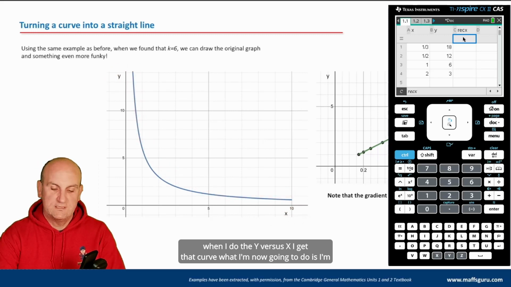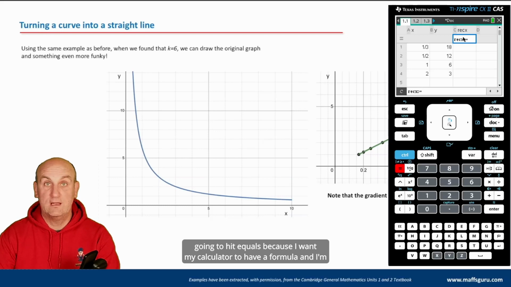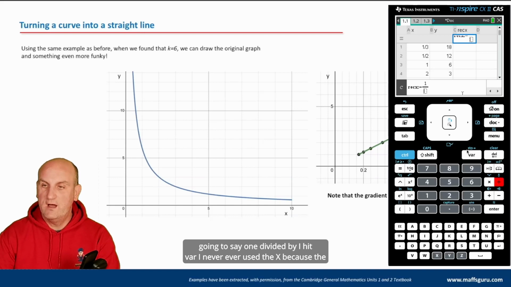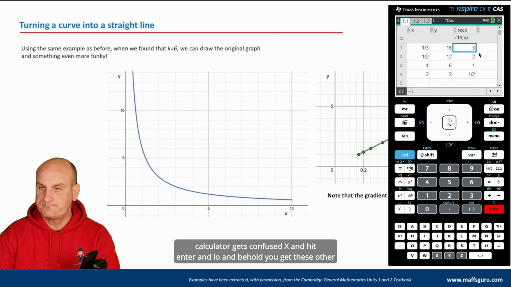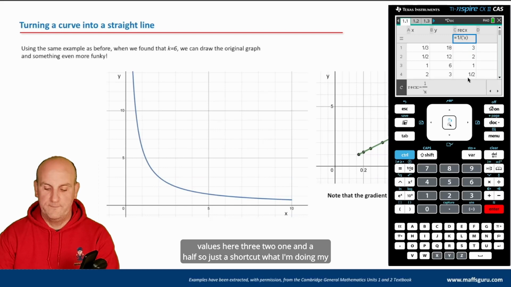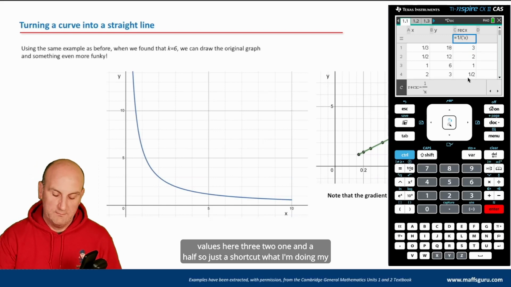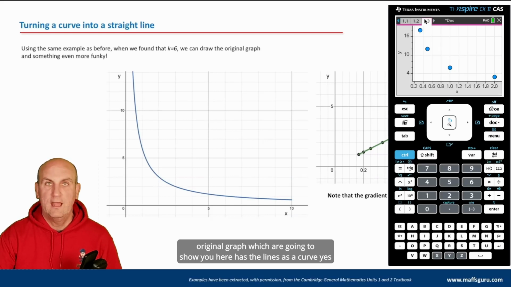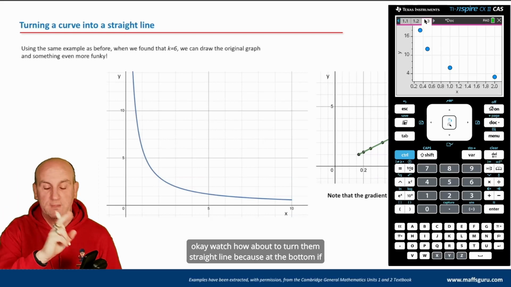What I'm now going to do is I'm going to hit equals, because I want my calculator to have a formula, and I'm going to say 1 divided by, I hit var, I never ever use the x because the calculator gets confused, x, and hit enter. And lo and behold, you get these other values here, 3, 2, 1, and a half. So just to shortcut what I'm doing, my original graph, which I'm going to show you here, has the lines as a curve, yes? Okay.